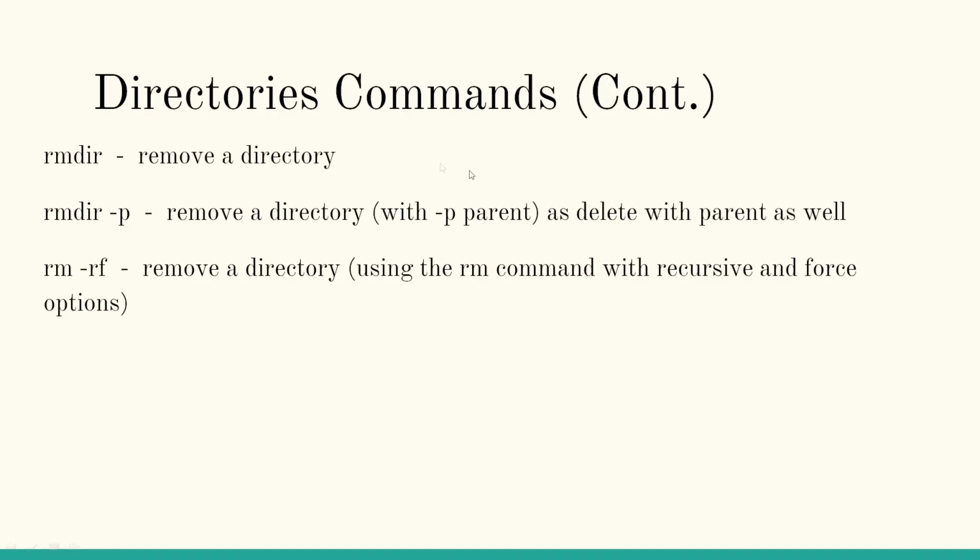rm -rf is used to remove a directory using the rm command with recursive, as you can see -r, which means recursive, and f as a force option. So we have two options for rm. -r recursively removes everything. For example, in our previous example folder1/folder2, we will remove folder1 and folder2 because of recursion, because it is r, and f because it is force. So don't give a warning, remove by force.